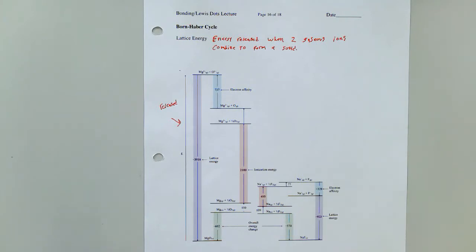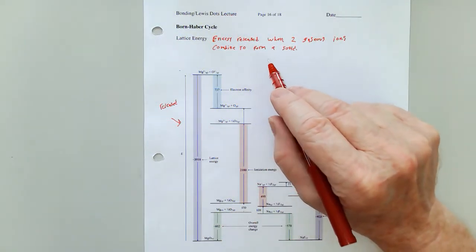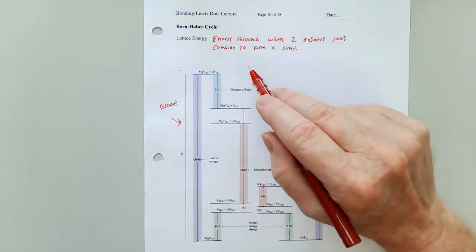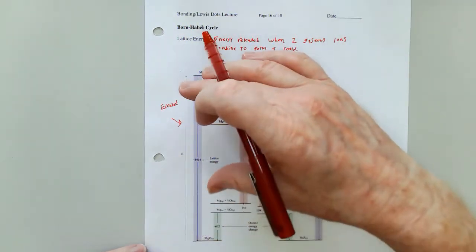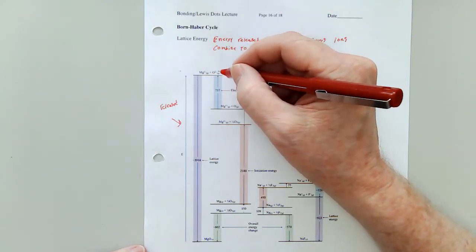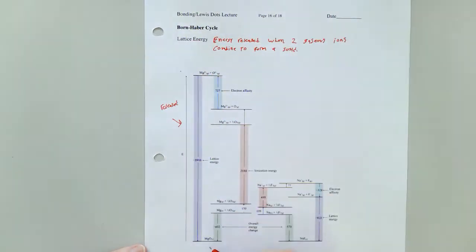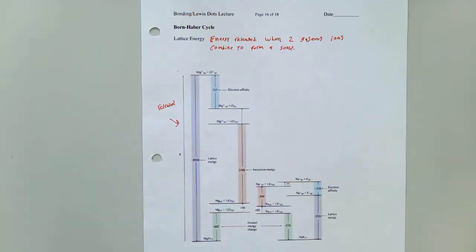They developed this way of estimating what we're going to call the lattice energy for a compound, which is the energy released when two gaseous ions combine to form a solid. So in this example right here, I have Mg2+ gas and O2- gas combine and form MgO solid. Now this is not something that we're going to be really good at measuring directly in a laboratory.